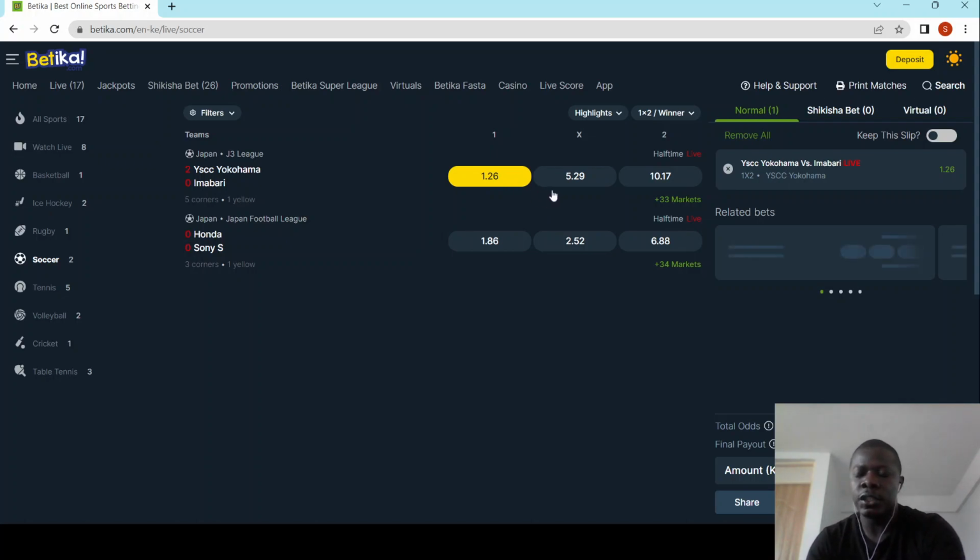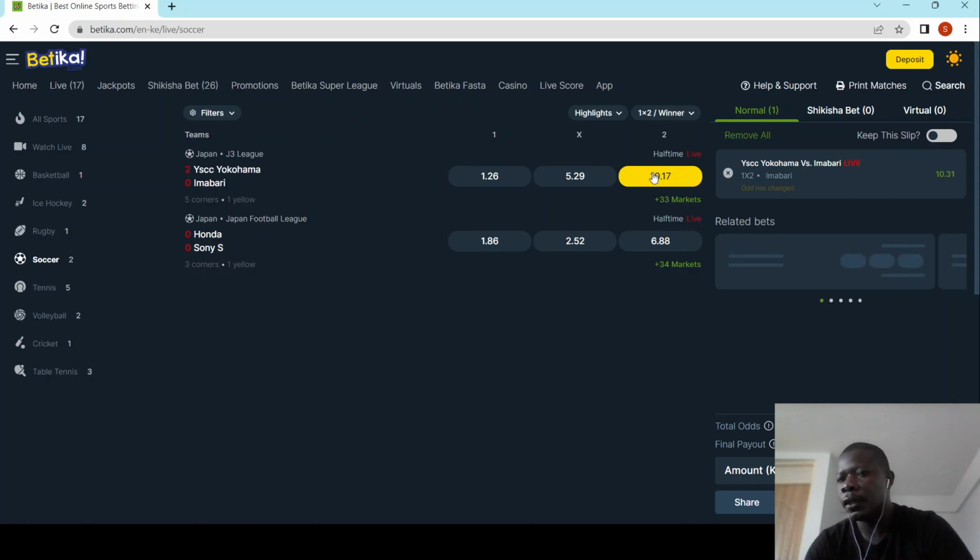So with 1.26 you multiply with what you've staked. But you can also say you're waiting for a comeback from Imabari and they will win. Then you can also place a bet at an odd of 10.17. Remember, this one usually changes. Like here it says odd has changed. Now it is 10.31.